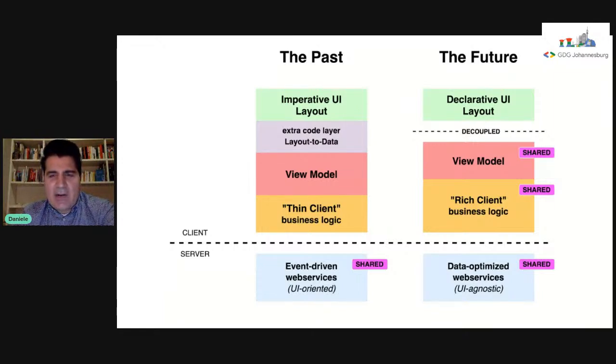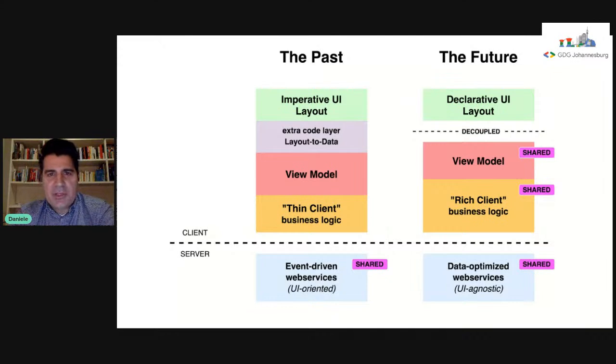One other characteristic of the future is that we'll be able to share anything which is not the UI, basically. And as I was mentioning earlier, it would be 85%. And this is something very different from what it used to be in the past, because we tended not to share anything apart from web services, clearly.